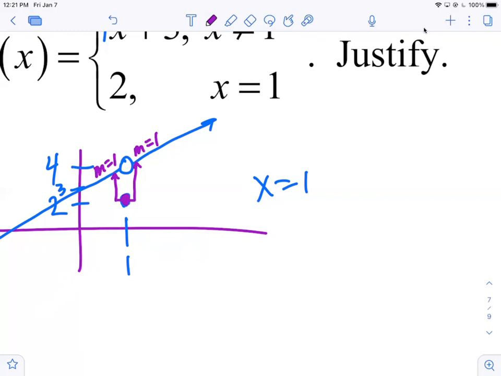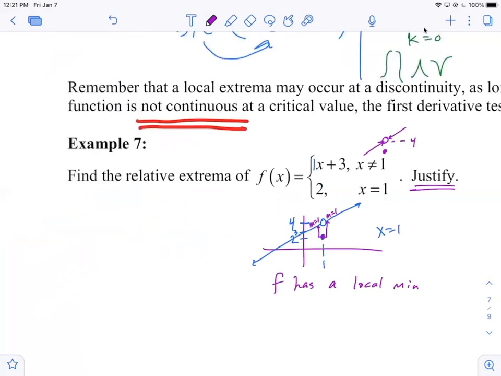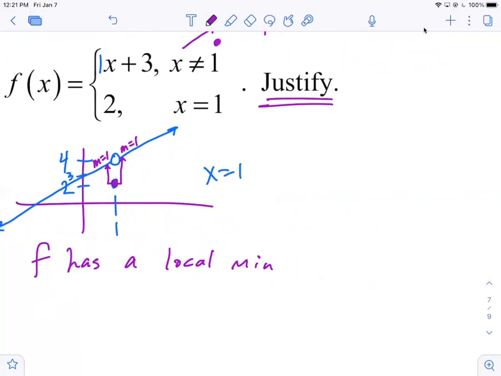It just so happens if it's a continuous function, we could do it analytically with the first derivative test. So yes, you wouldn't really have to justify with the first derivative test, but you would say f has a local min, and did it say define the relative extrema? Okay, the local minimum of y equals 2 at x equals 1, comma, because now immediately is a big word to write. Immediately to the left, immediately to the right.